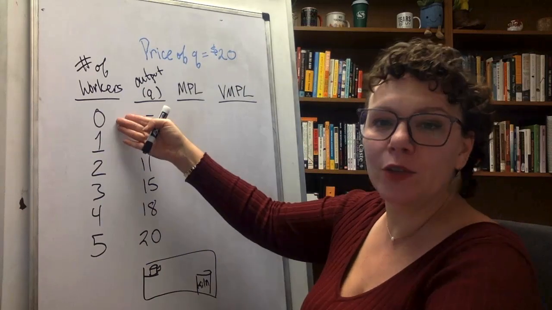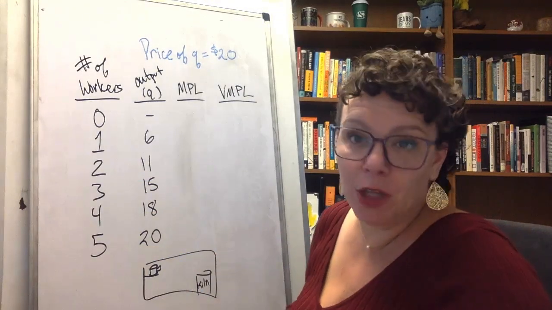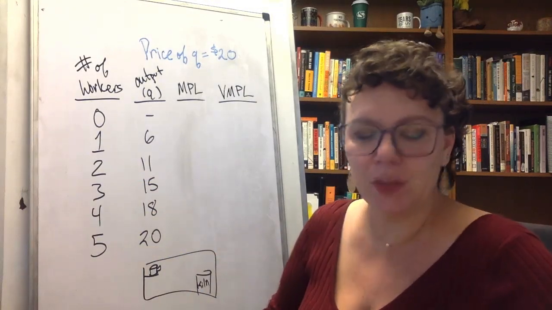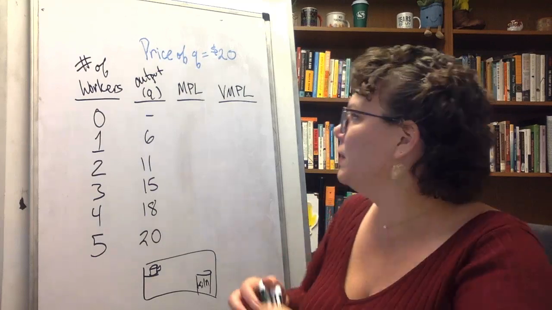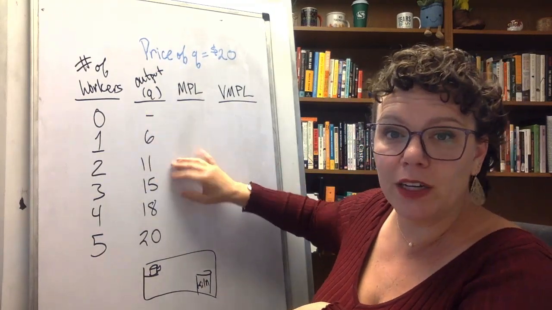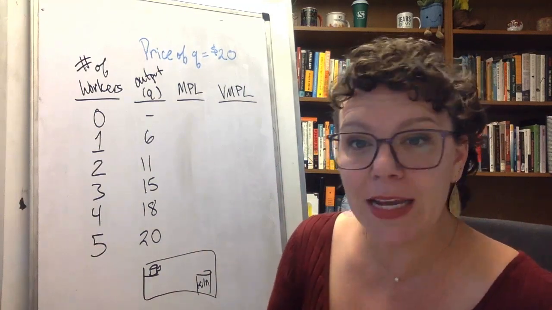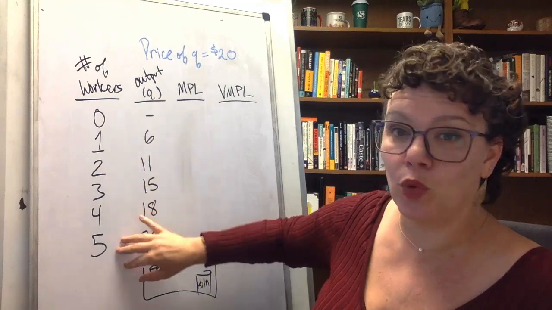And they can have 0 workers, 1 worker, 2 workers, 3 workers, 4 workers, 5 workers. We could keep going, but this is just for the sake of our purposes. And the idea is, as we increase workers, we're going to increase our output. Output is just the quantity of coffee mugs being made given the quantity of workers.